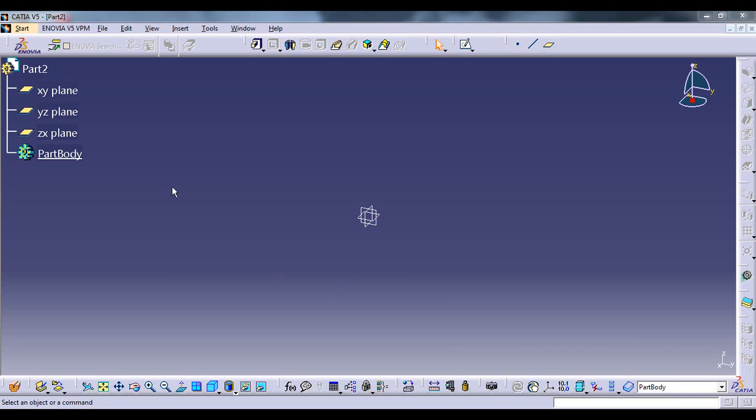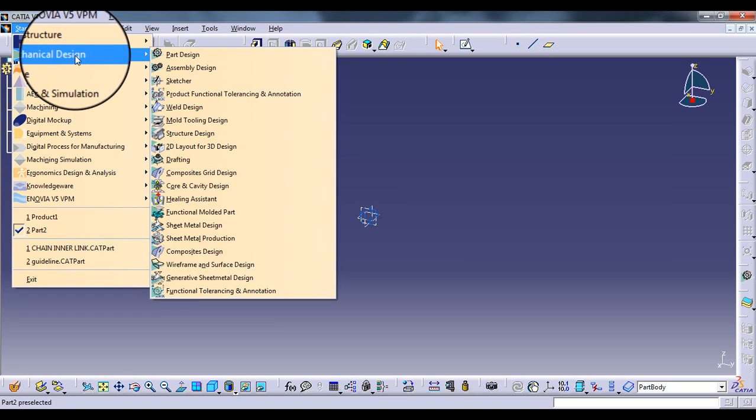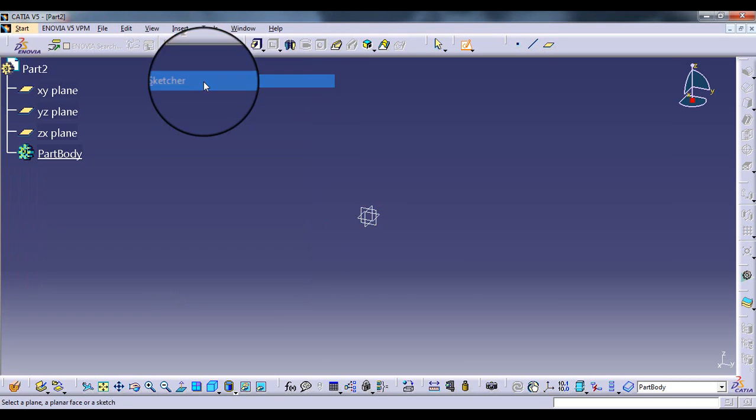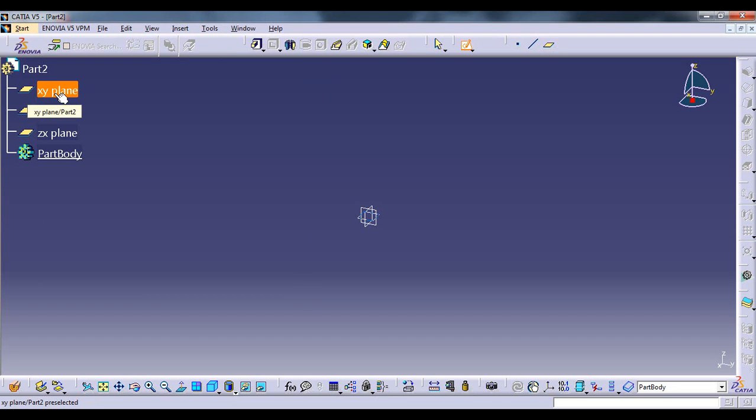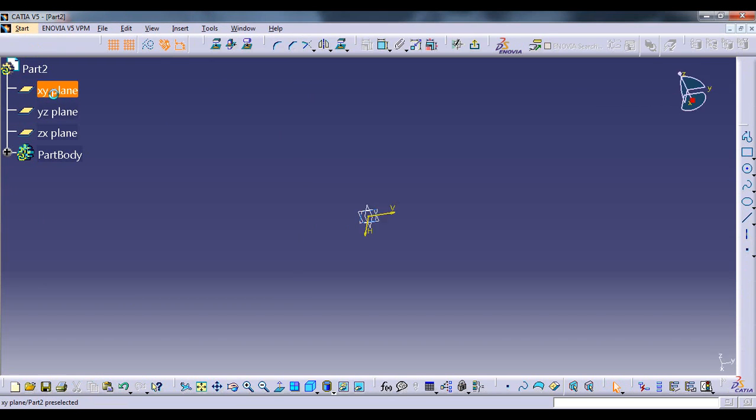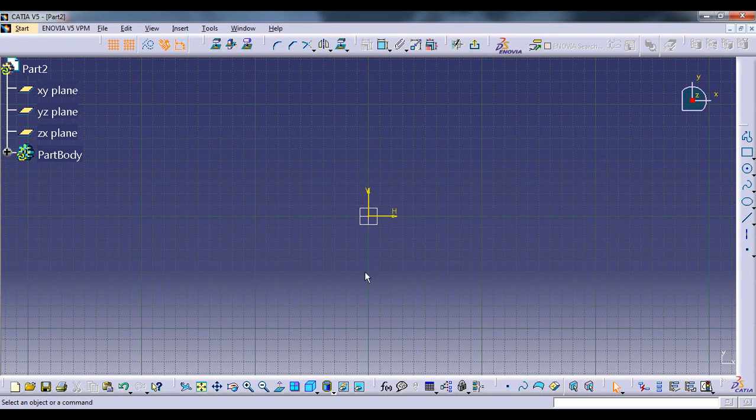Hello guys, we can see that we are right now in the part interface of CATIA. If we need to go to the Sketcher interface, just click on Start, Mechanical Design and Sketcher. We need to select one of the planes, so I will select this XY plane. Now we are in the Sketcher interface. In this video we will mostly talk about this point command.